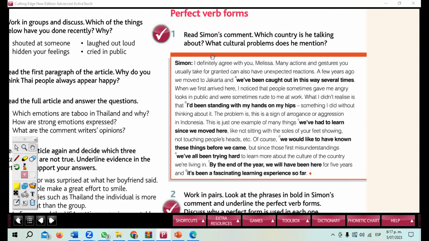So let's start reading. We will begin with Natalia. You can start reading the paragraph, please. Simon.